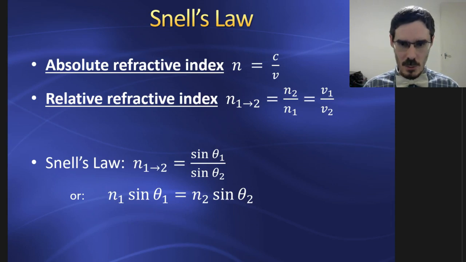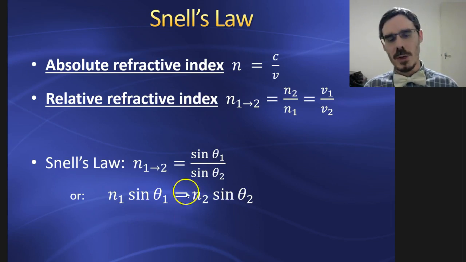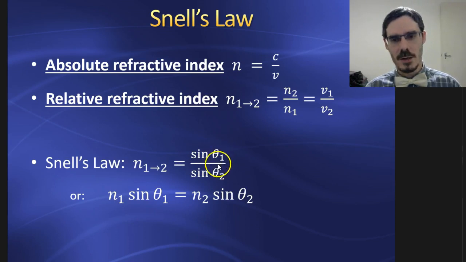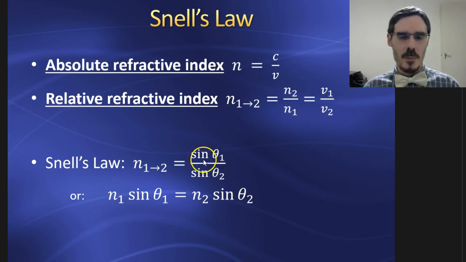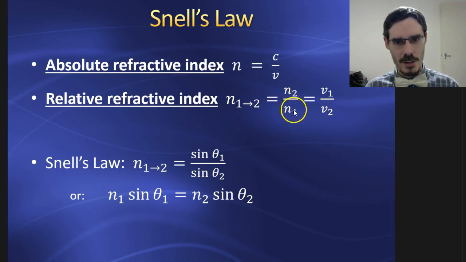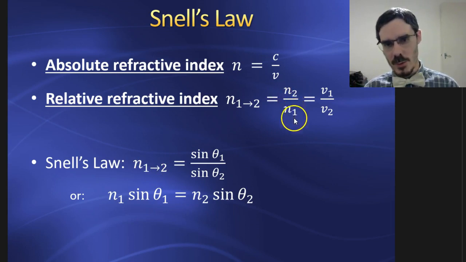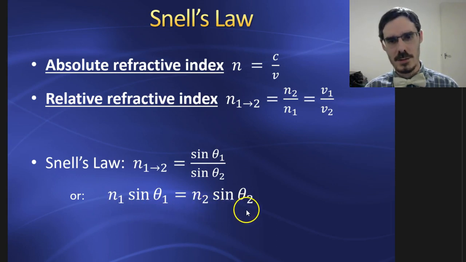And then we get to Snell's law. Snell's law can be written two different ways. One way is to say the relative refractive index going from 1 to 2 is the sine of the angle in material 1 over the sine of the angle in material 2. But if you write this one out as n2 over n1 and then cross multiply, you'll see that you can also write this same rule as n1 sine theta 1 equals n2 sine theta 2.